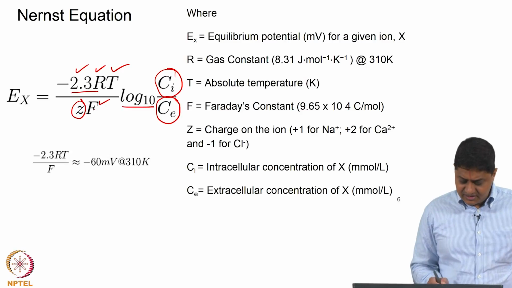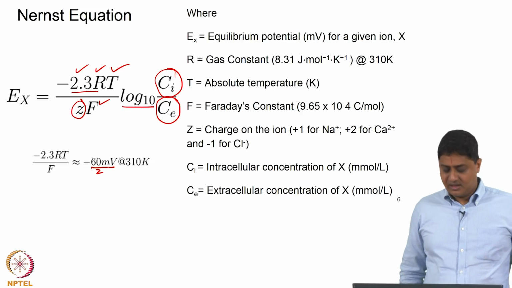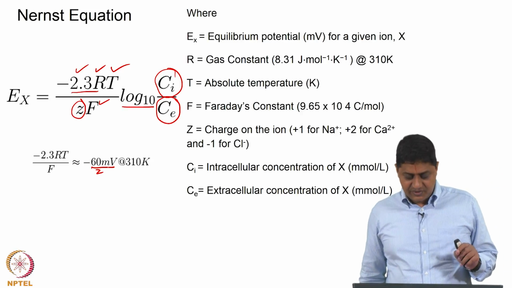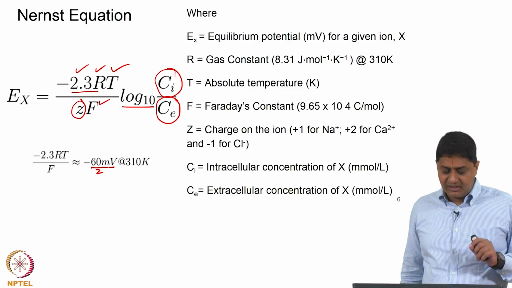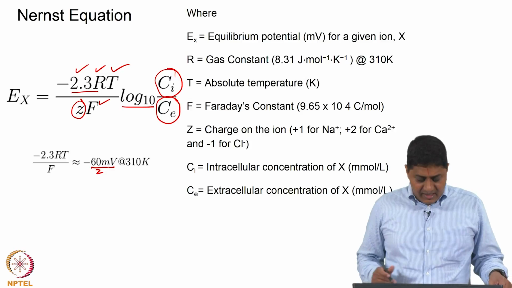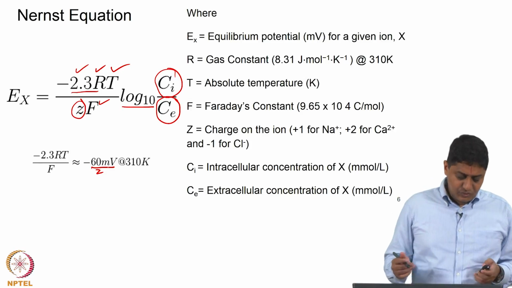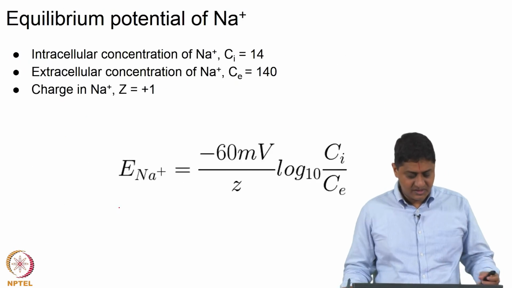So, that is this, right, this is minus 60 divided by Z at 310 Kelvin. Once again note, this is assuming T is equal to 310 Kelvin, right. I could analyze this for various ions and for various concentrations. Let us do some example problems, right.